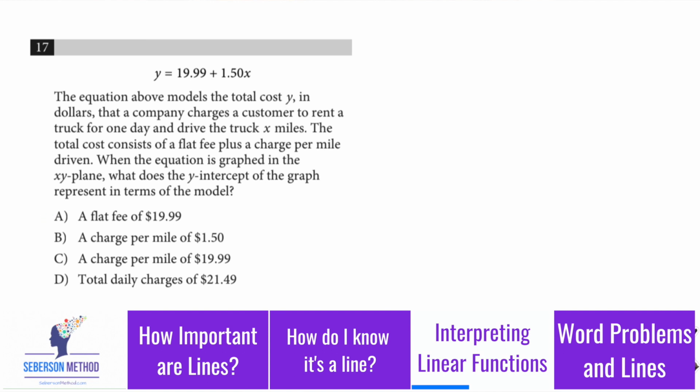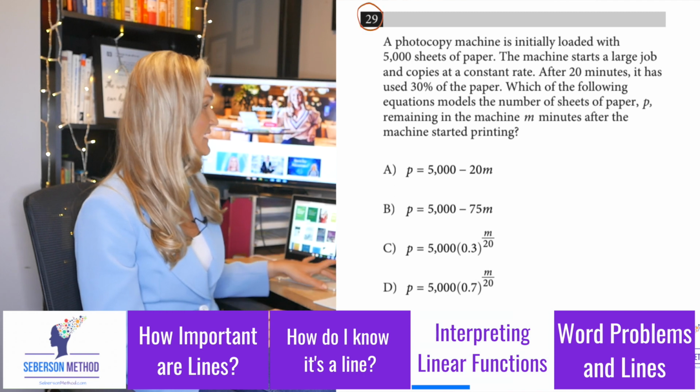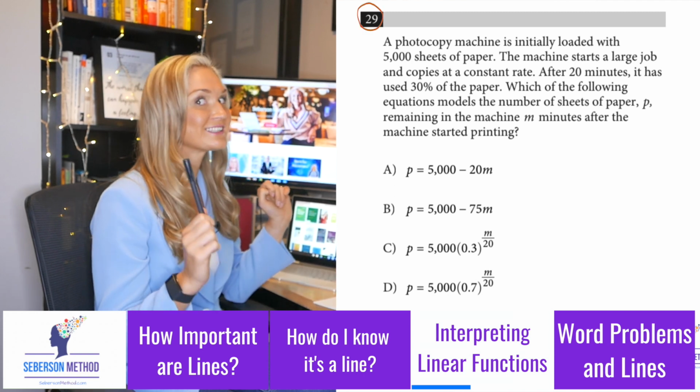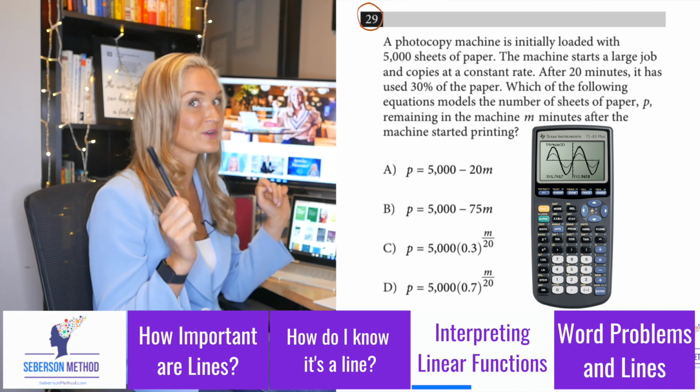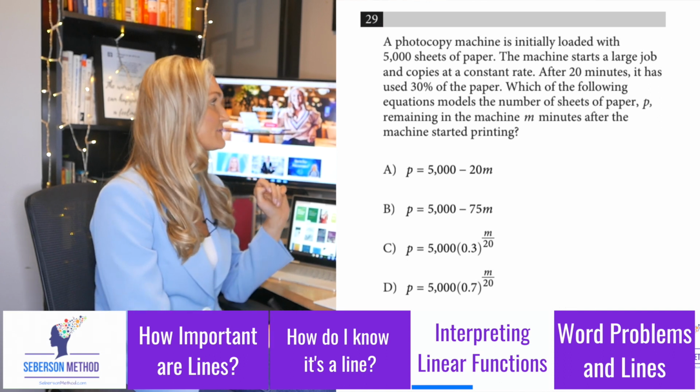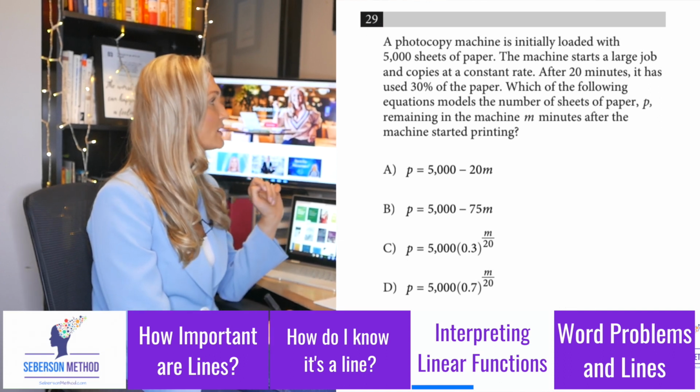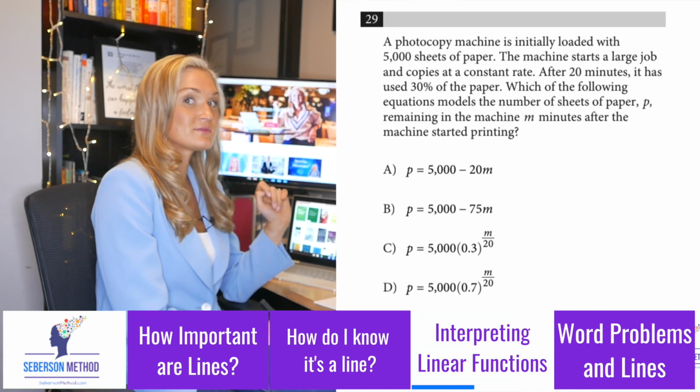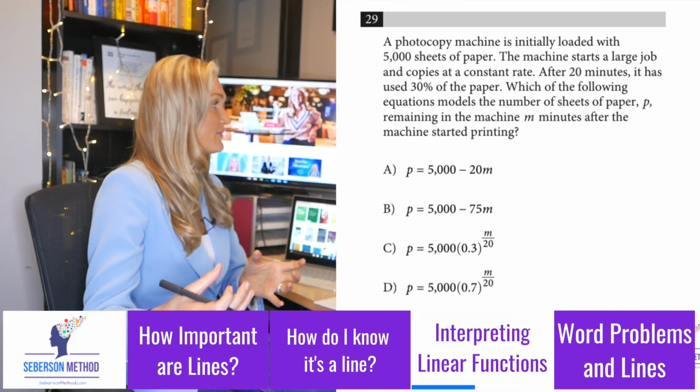Next question. Did you notice that the number went from 17 to 29? This is a calculator section. This is going to be a little bit more complicated. The question goes like this. A photography machine is initially loaded with 5,000 sheets of paper. So the initial amount is 5,000.